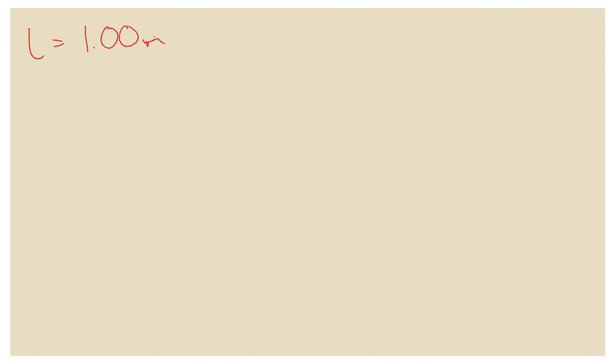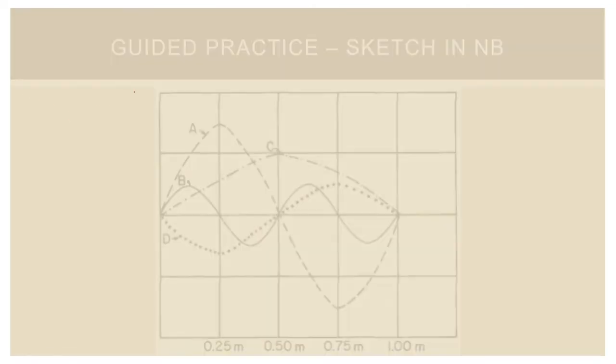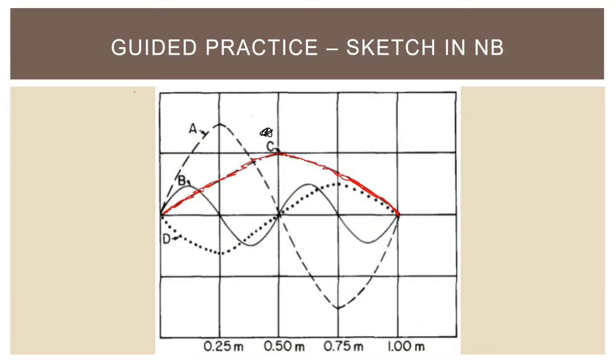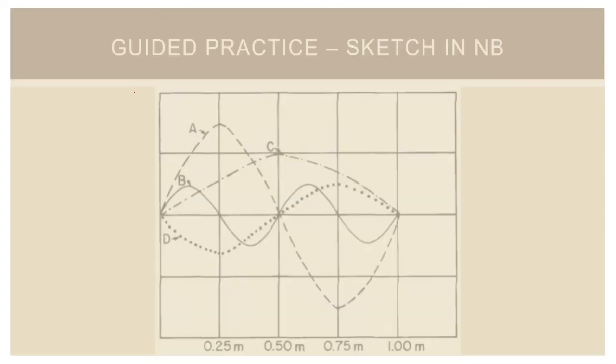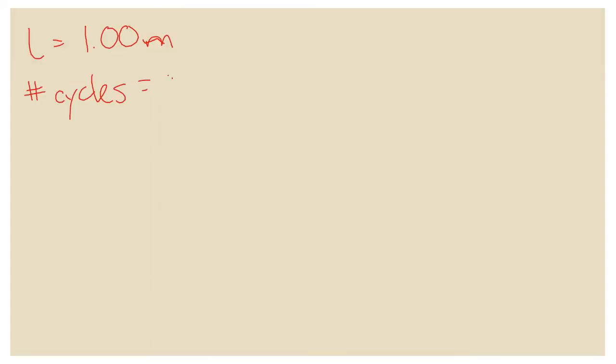But that is not the wavelength. And the reason why that's not the wavelength is because for wave C, we have not been shown one full cycle. One full cycle is one full peak and one full trough. That's only one full peak. That means that's a half a cycle that we've been shown for wave C. The number of cycles is 0.5.